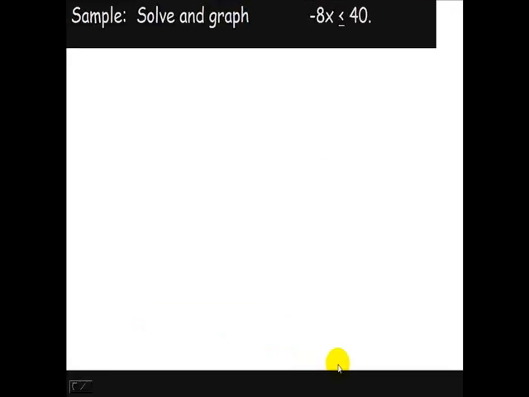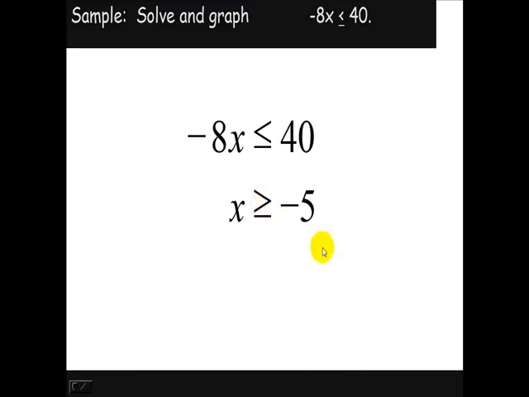Here's another sample. We're going to solve and graph -8x is less than or equal to 40. This time we're going to divide both sides by a -8. Remember, when we divide both sides by a negative number, or multiply, but in this case we're dividing by a negative number, we have to reverse the inequality symbol. So my less than or equal to becomes a greater than or equal to, and I've got x is greater than or equal to -5. So that's my solution. Now I just got to do the graph.